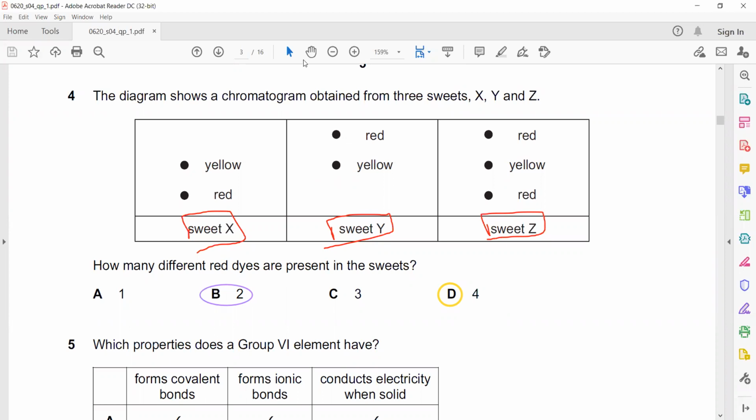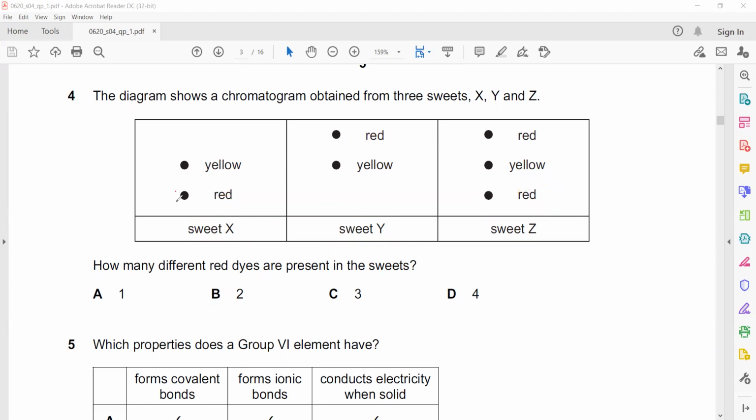So when you check, look, the spot of red color in X matches with the spot of red color in Z. So it means this is the same color. This red color is present in both. So this is one. The same red color is present in suite X and suite Z. And there's another spot for the red, and that is also present in Y. So this red color present in Y is the same as red color present in Z. So how many different red dyes are there? So B is the right answer.